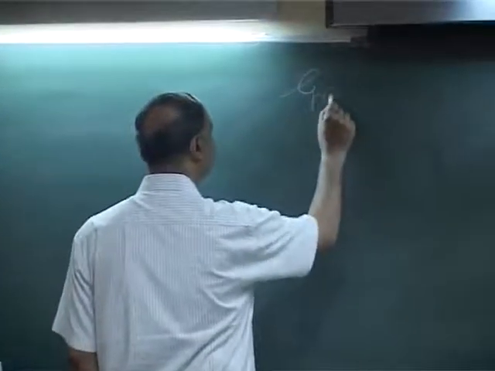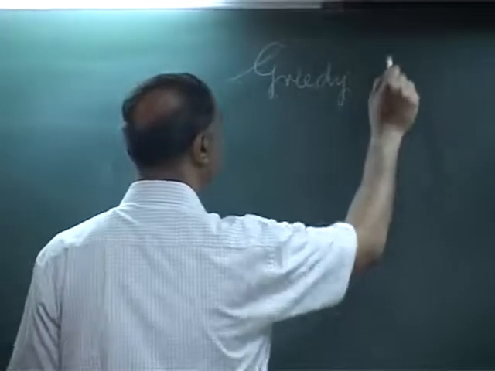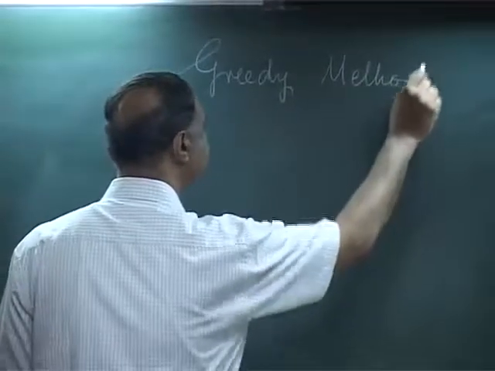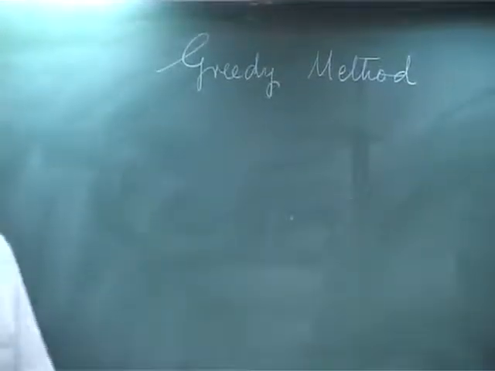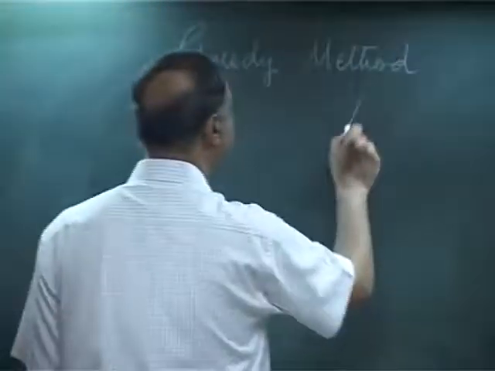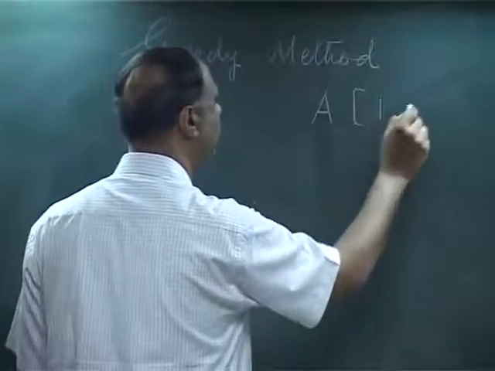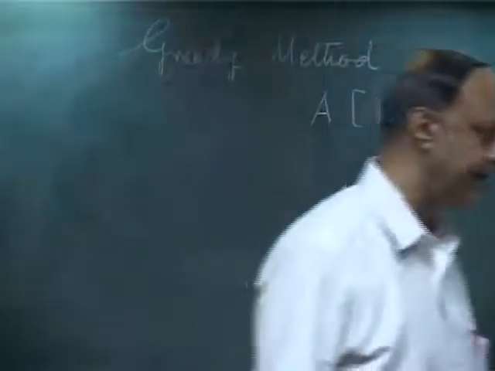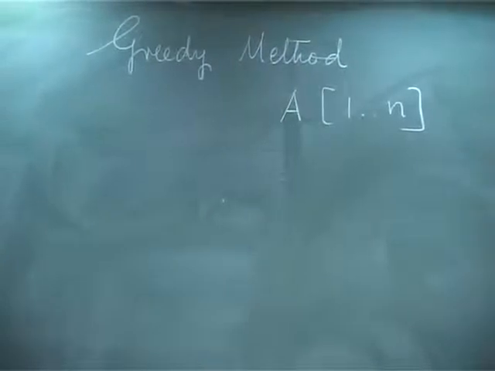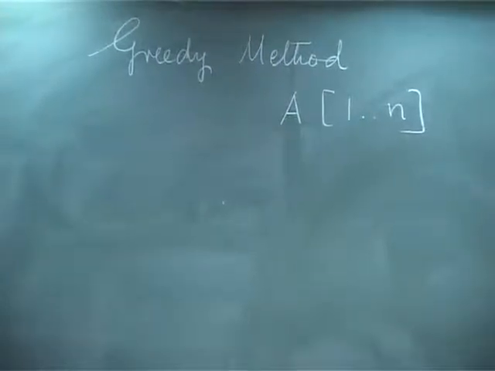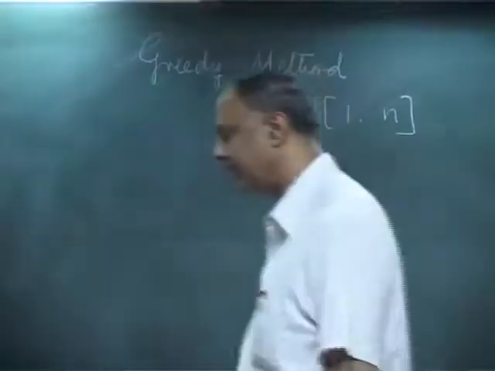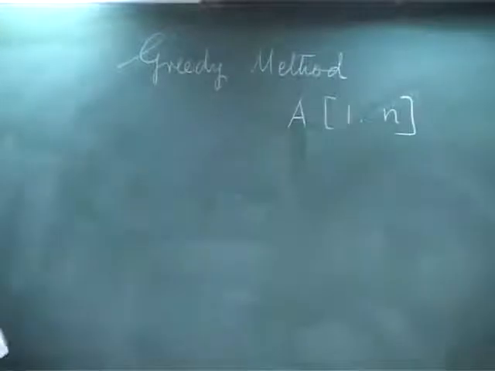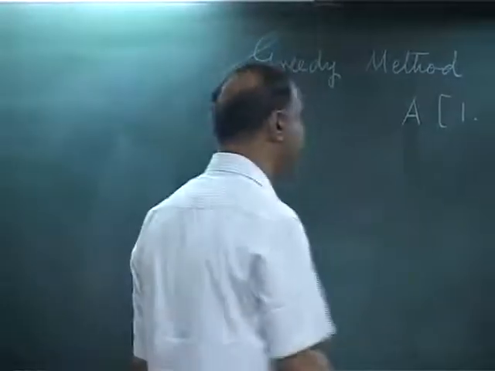So the second paradigm we'd like to discuss today is the greedy method. Now here, let us assume that there are n possible entities, and you want to find the best solution using these n entities. Say A1, A2, ..., An are the entities, and you have to select one by one so that you get the best possible solution for your problem.